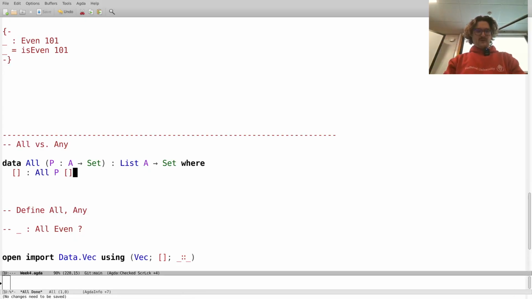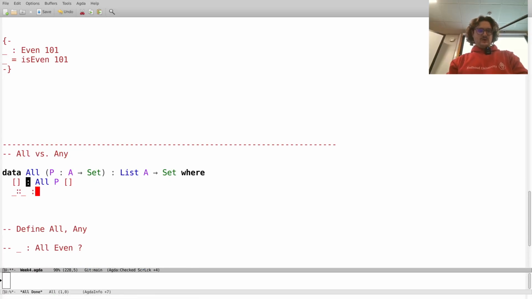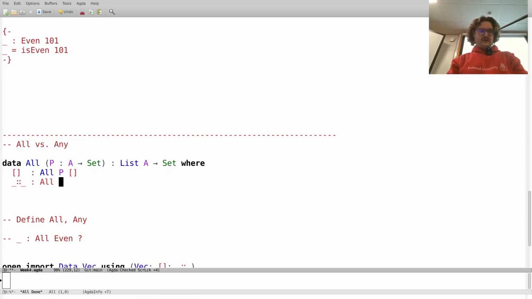And here we're abusing Agda notations, and we're saying, okay, well, what does it mean to prove that P is true of all the values in the empty list? Well, it's trivially true, so we have a constructor for it. And then what does it mean for P to be true of all of the values in a list that starts with X?